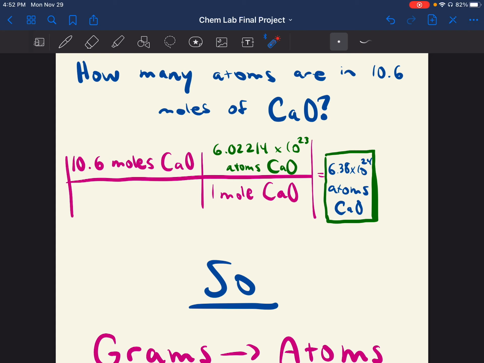If I have 10.6 moles of CaO, I just equate this number of moles to 1 mole. 1 mole of this substance equals 6.02214 times 10 to the 23rd atoms of that same substance. Notice that in this case, since we're already in moles, you don't need to use molar mass to figure out the number of atoms here because we're already in moles. No need to convert there.